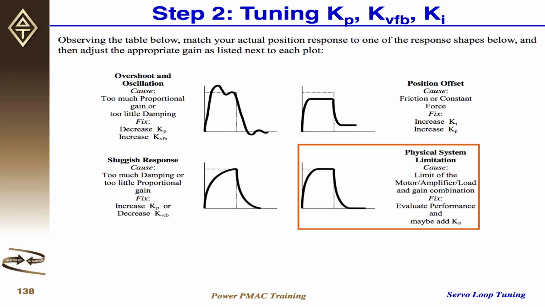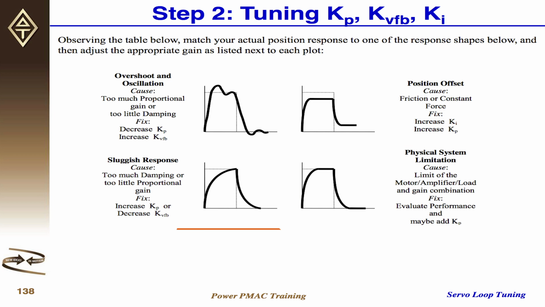This is effectively the desired response, where you just go right up to the target and then remain at the target. If you see this kind of shape, it means you probably have too much damping from too much KVFB, and the response ends up being really slow, and you might not even reach the target position in the amount of time that you've given it. In that case, you want to either increase KP or decrease KVFB so that it's less damped.